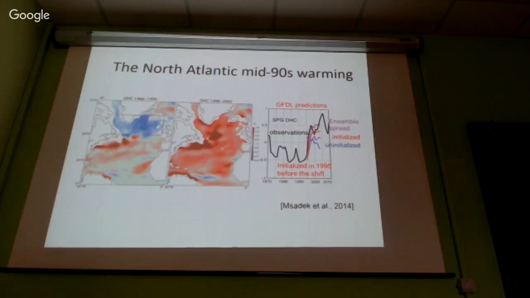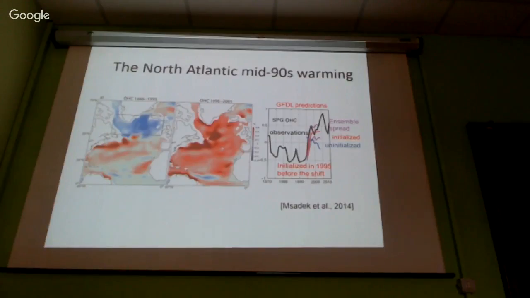First, I'm going to show you something from the mid-90s warming. As I was saying before, the upper subpolar basin in the Atlantic underwent some kind of major shift. If you look at the 1986-1995 average anomaly over the subpolar basin, it is mainly blue, and the picture on the right, the 1996-2005 average anomaly, is red.